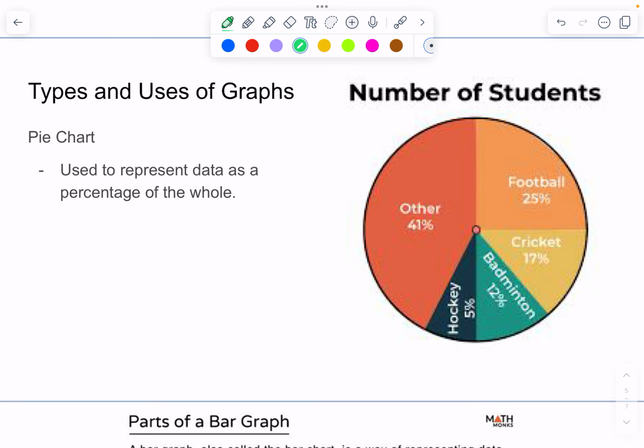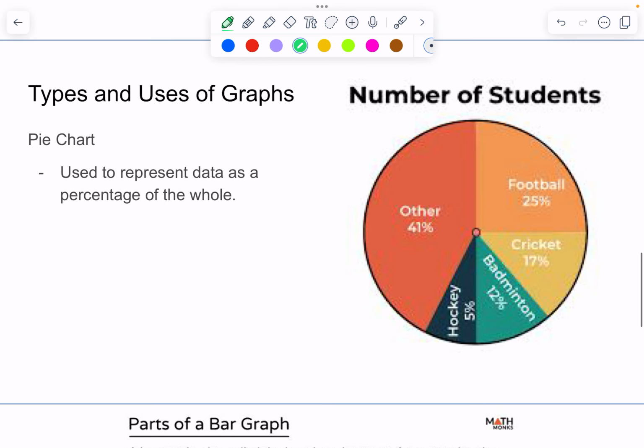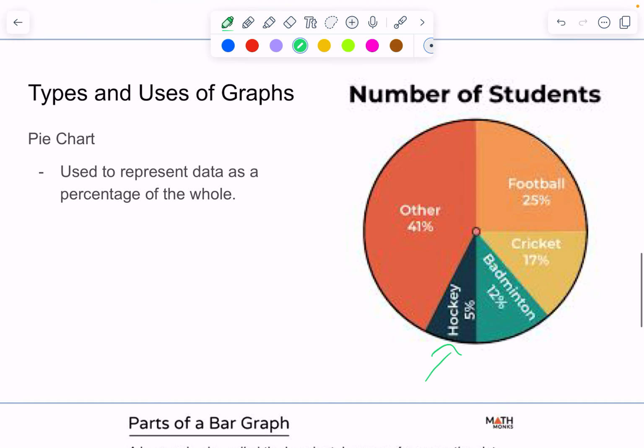The last type of graph that we have is the pie chart. Pie charts are used when you have a whole group of something and you want to show what percentage or what amount of that whole group have a certain trait. This one shows how many students are involved in different sports as a percentage.